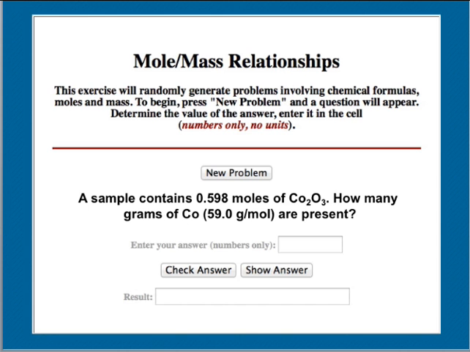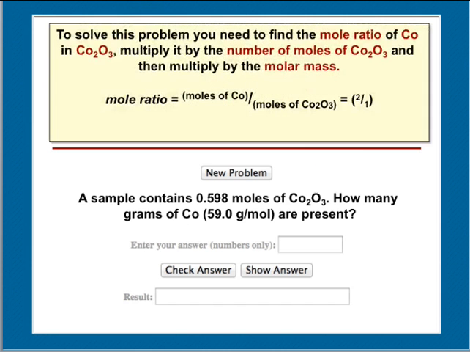Well, first, let's look at our mole ratio. We're looking at cobalt, so it's 2 moles of cobalt per mole of cobalt oxide. Moles of cobalt oxide are our given, so they're in our denominator, and our ratio is 2 to 1. And you got the ratio because of the 2 cobalts, right? 2 cobalts to 1 cobalt oxide.